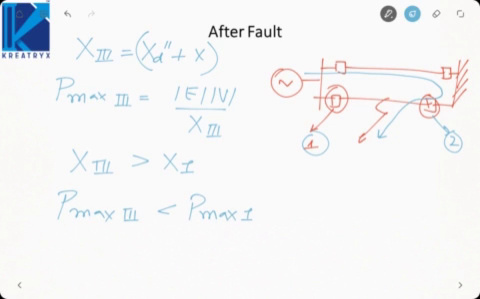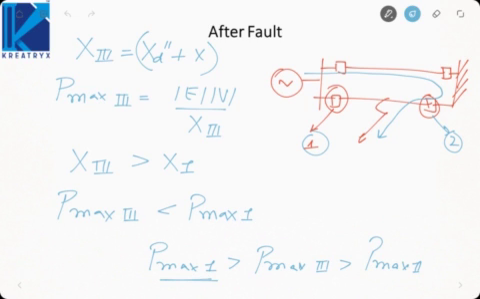So usually if we compare these three powers, we get an order like this: P max 1 is greater than P max 3, which is greater than P max 2. So like this, during the fault the minimum power transfer limit is present. During the fault the power transfer to the load will be very low. Hence P max 1 and P max 3 are both greater than P max 2.